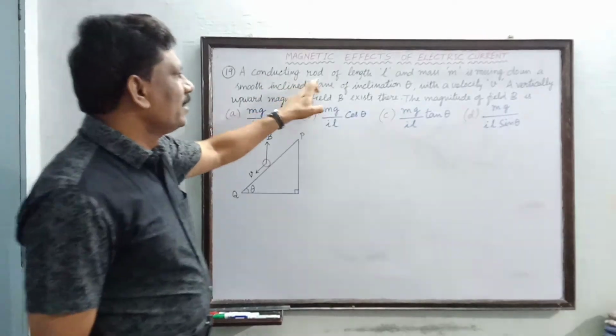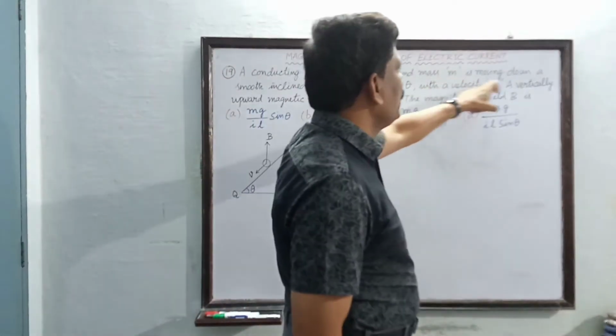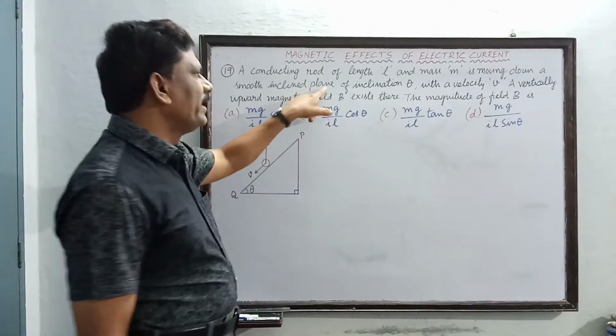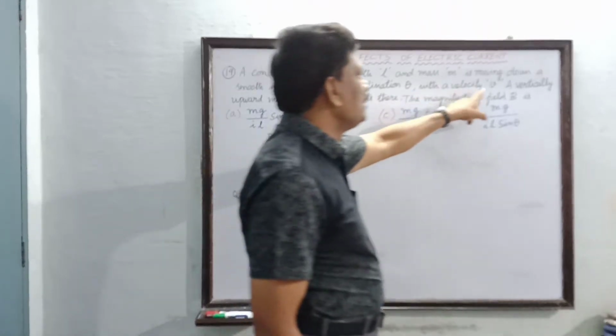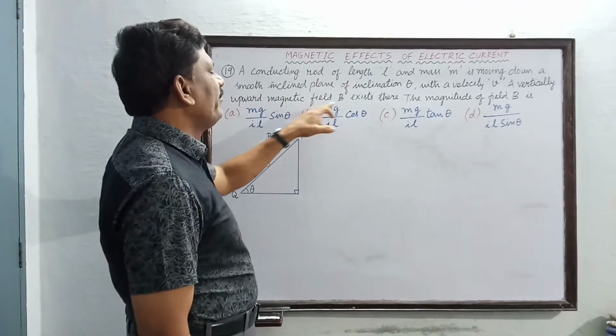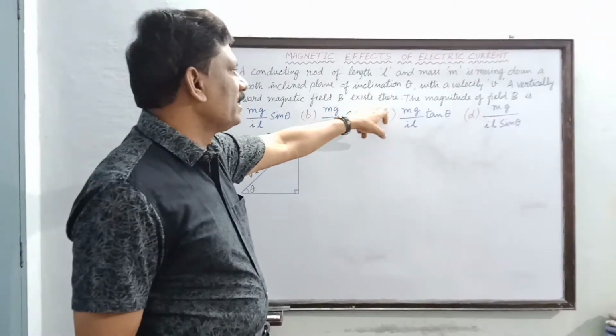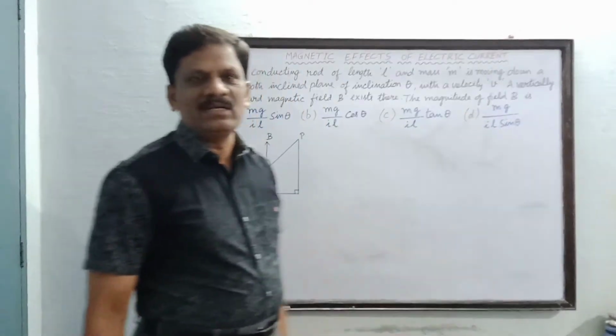A conducting rod of length L and mass M is moving down a smooth inclined plane of inclination theta with a velocity V. A vertically upward magnetic field B exists there. The magnitude of the field B is to be determined.